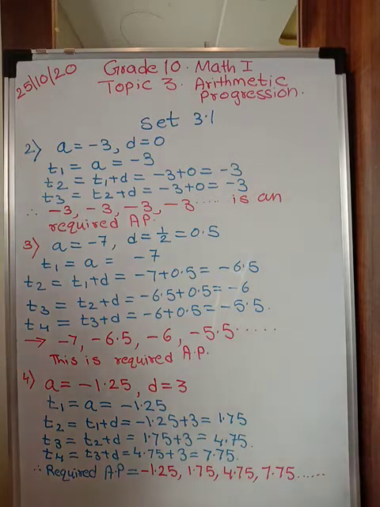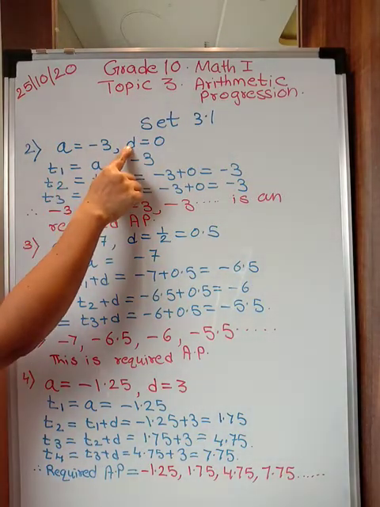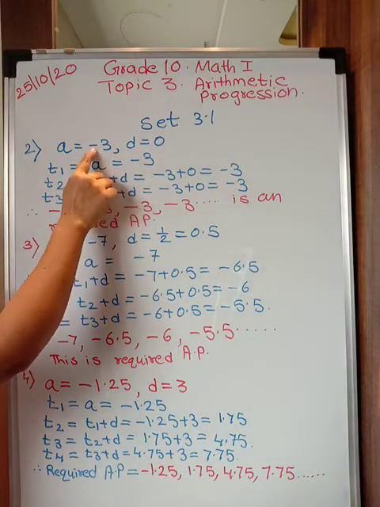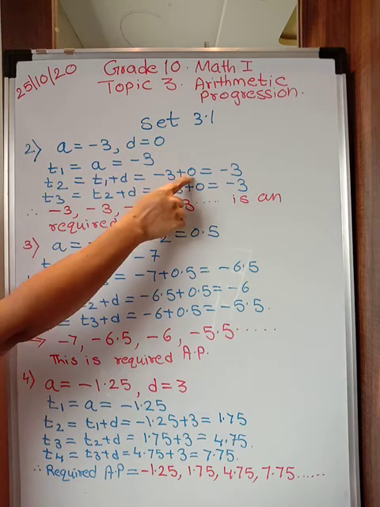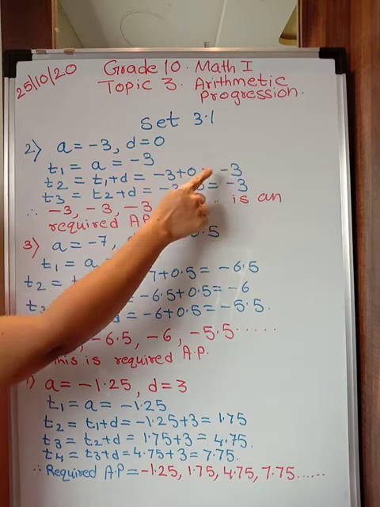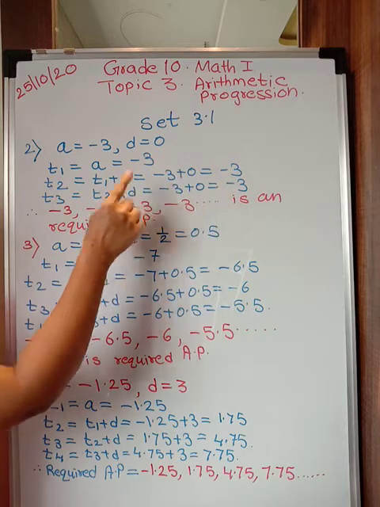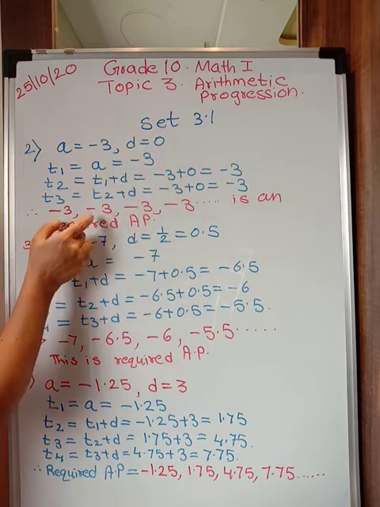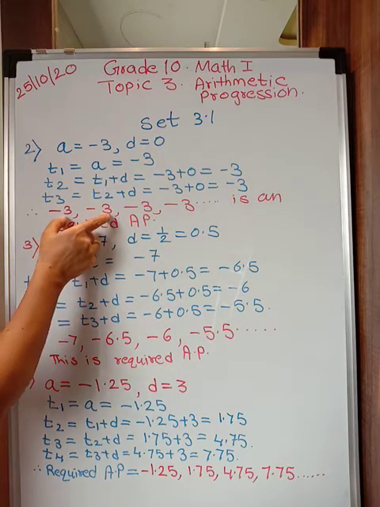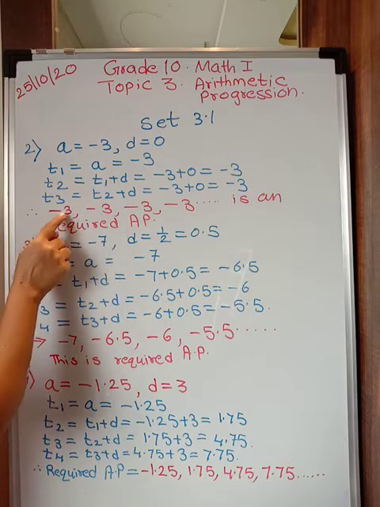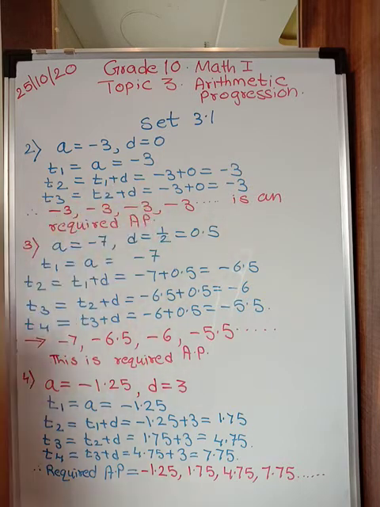Now look at the second question. A is minus 3, D is 0. So every time it is minus 3, the difference is 0. You are adding 0, you are getting again minus 3. Again 0, minus 3. So remember, if the common difference is 0, there will be only one number in the sequence. And therefore the required AP is minus 3, minus 3 and so on.